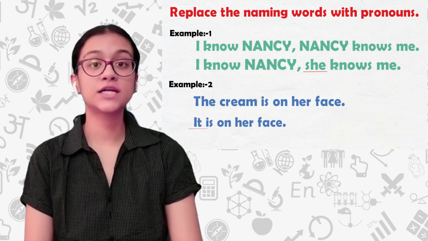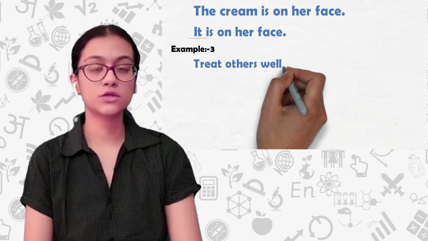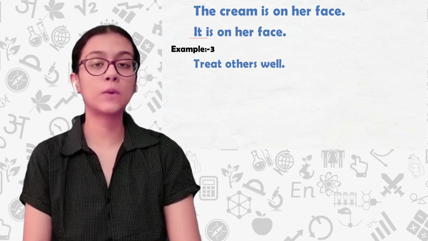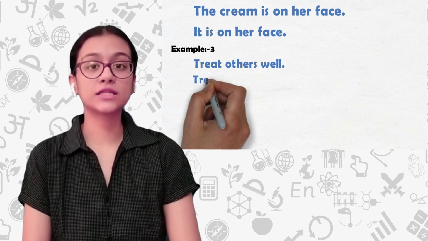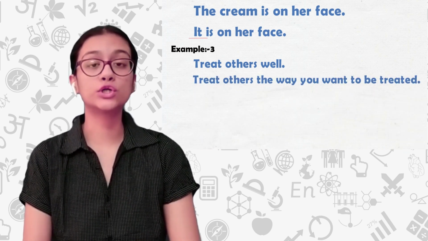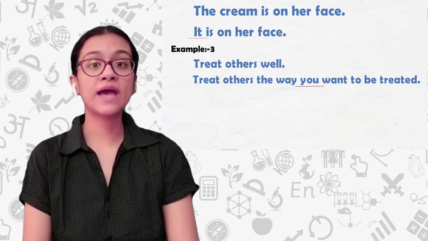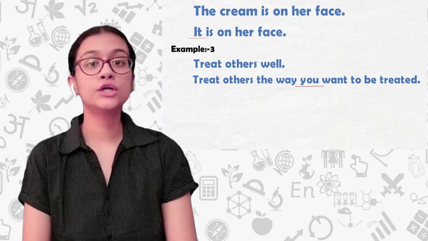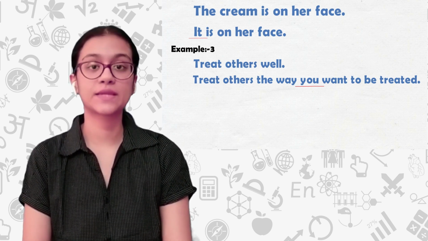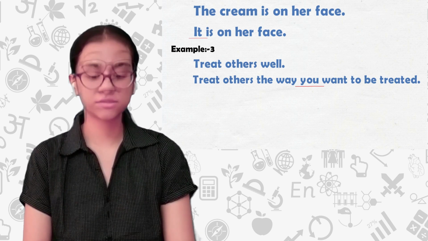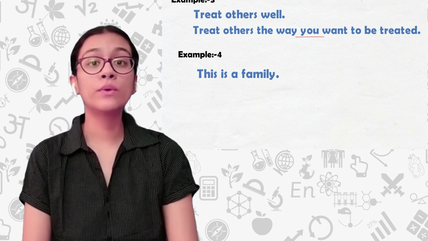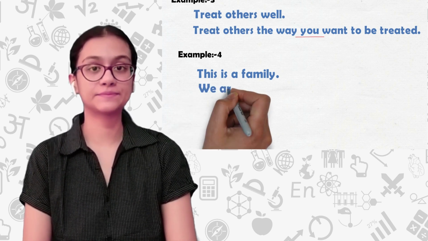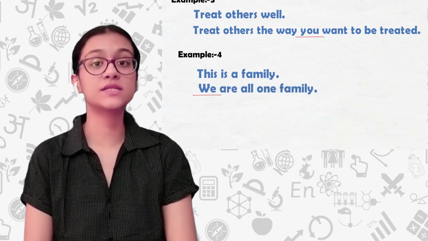Next sentence is: treat others well. So if we had to use a pronoun and make the sentence better, we can use it by treat others the way you want to be treated. So we have used the pronoun you to make the sentence better. And the final sentence is a family. We can make this sentence better by using we are all one family. So we here becomes the pronoun.